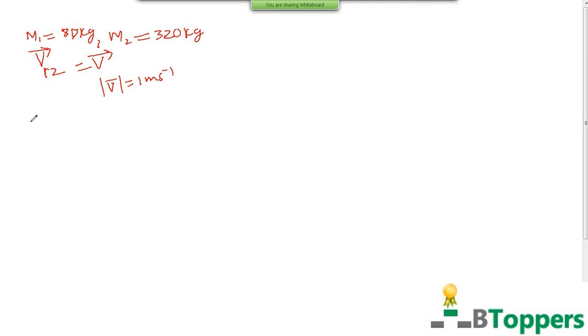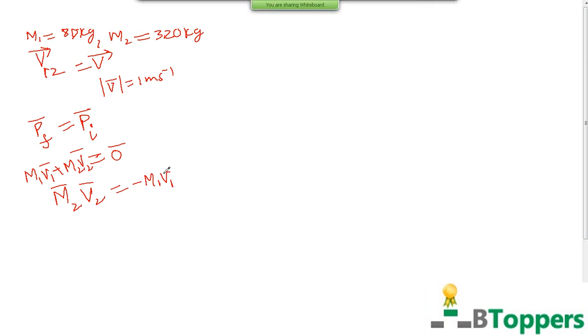Here we consider the man and the trolley together as one system. The total weight of the system is balanced by the normal reaction forces by the rails on the trolley. So there is no external force on the system in the horizontal direction. So the total momentum of the system remains conserved. The final momentum of the system just after the man begins to walk must be the same as the initial momentum. The initial momentum is 0 because both the man and trolley are initially at rest. So the final momentum we can write as M1 V1 bar plus M2 V2 bar, or M2 V2 bar equal to minus M1 V1 bar.